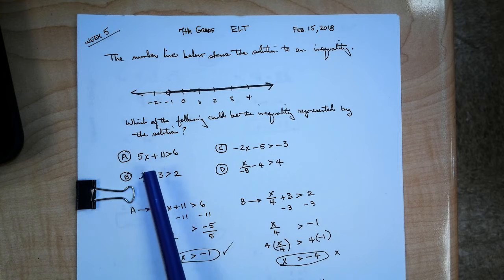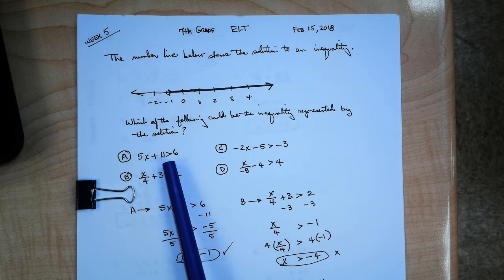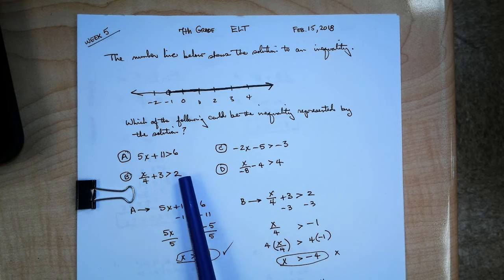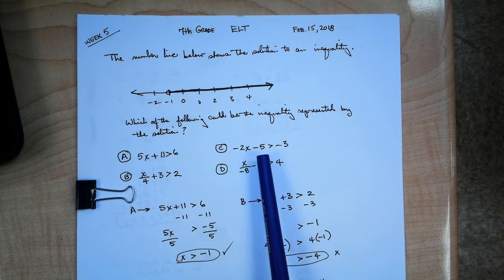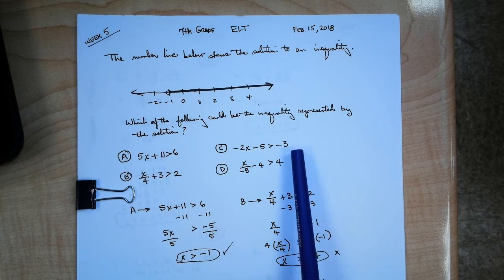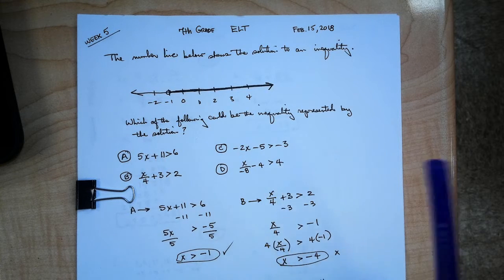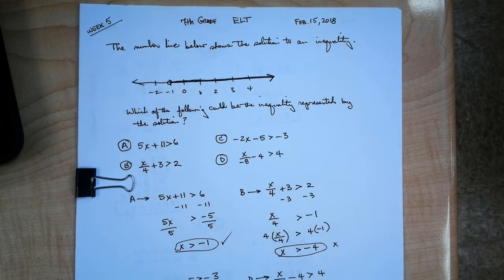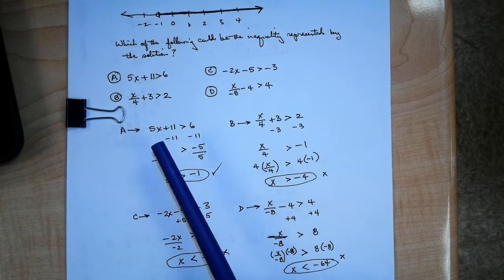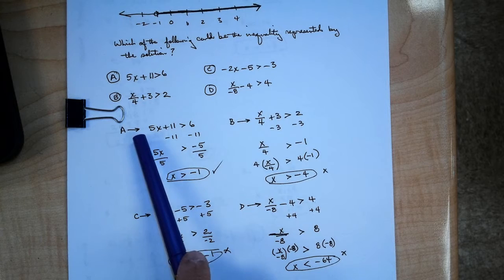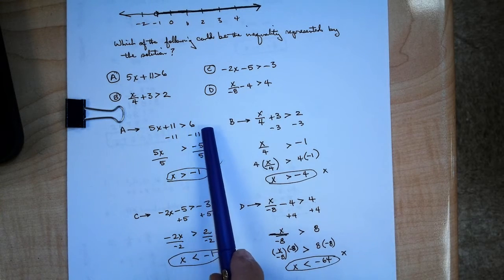I have 4 of them listed here. A, 5x plus 11 is greater than 6. B, x divided by 4 plus 3 is greater than 2. C, -2x minus 5 is greater than -3, and D, x divided by -8 minus 4 is greater than 4. So what you need to do here is solve each one of those 4 inequalities and see what the answer might be, and then we'll compare that to this number line.